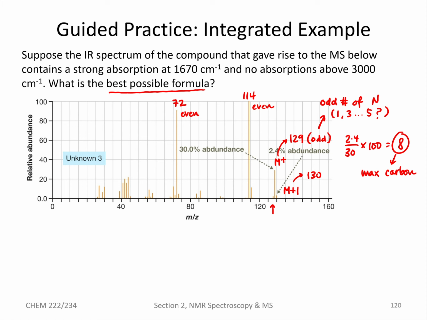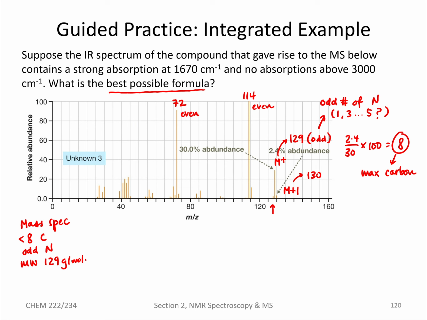So to sum up everything we've got from mass spec, our structure has no more than 8 carbons. We have an odd number of nitrogens, and we have a mass of 129 grams per mole. All right, now let's look at our IR data.